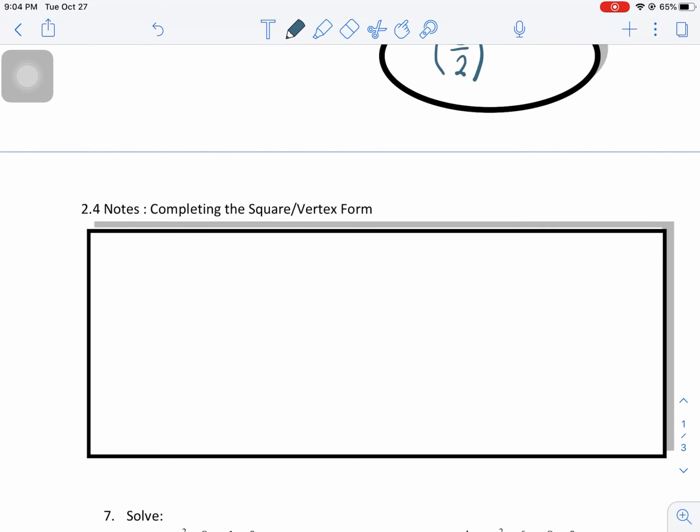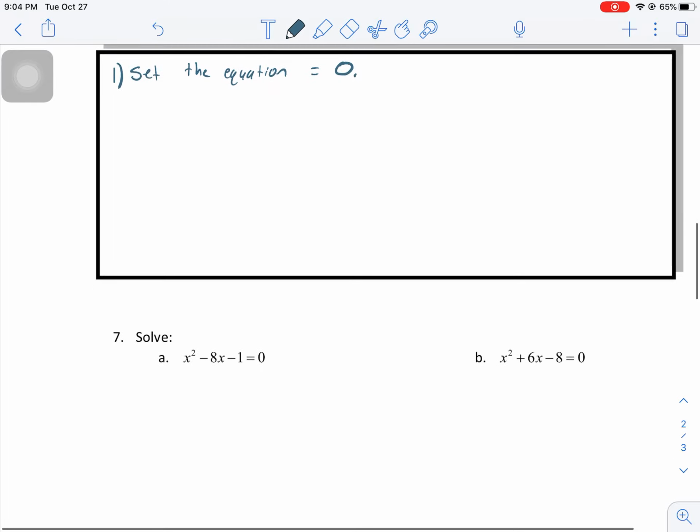So the notes for completing the square. This is kind of the long portion of these notes. The first thing that we're going to do when we're completing the square is that I like to put all of the terms on one side. So set the equation equal to 0. Okay? So that's what I like to do first. And then we'll just use 7a to actually go through this question. So 7a, we've already set it equal to 0. Okay, so we're good there.